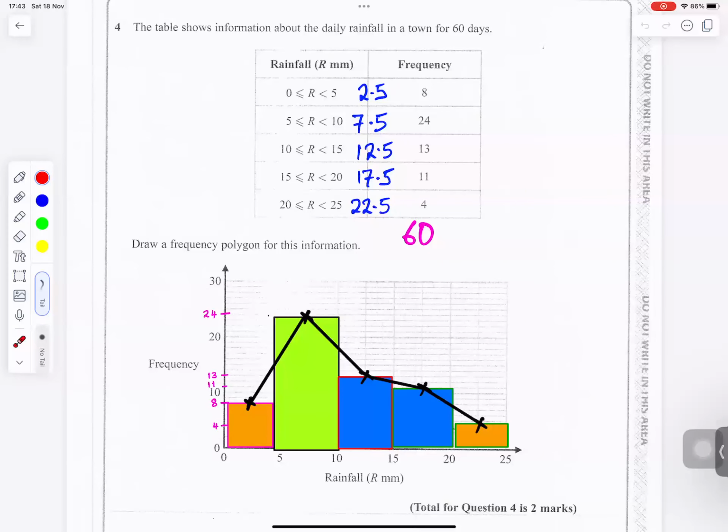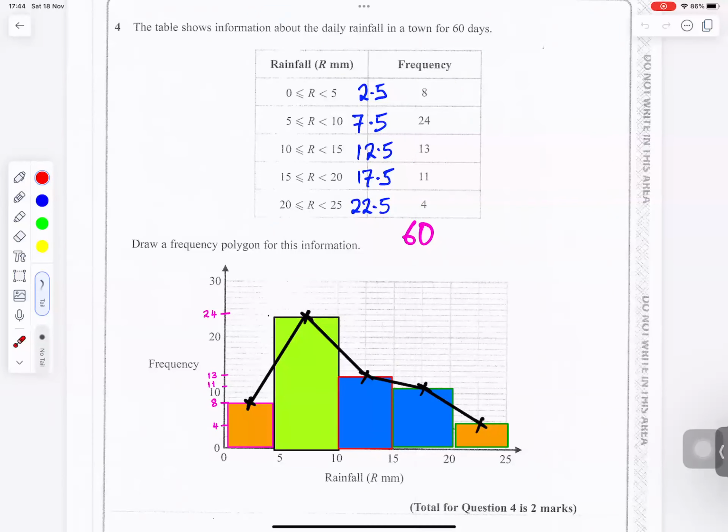Question 4. The table shows the information about the daily rainfall in a town for 60 days. So find the middle number between 0 and 5. 0 plus 5 divided by 2 is 2.5. 5 plus 10 divided by 2 is 7.5. That's how you got those numbers. And the total is 60, which says so in the question.